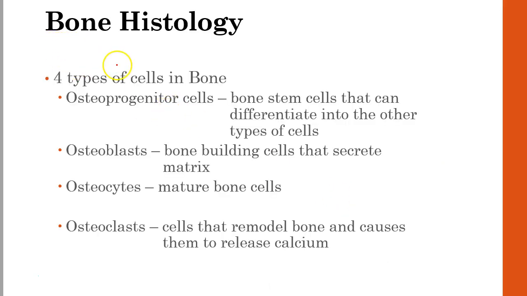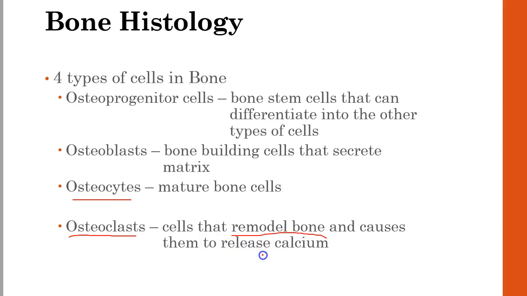Okay, making up the bone we have four types of cells. One is going to be osteoprogenitor cells. These are the bone stem cells. These are differentiating into the other types. Okay, we have osteoblasts. These are bone building cells. So these are secreting the matrix that will create the bone itself. Mature bone cells will be the osteocytes. Okay, on the other hand, we have osteoclasts. These are for bone remodeling.